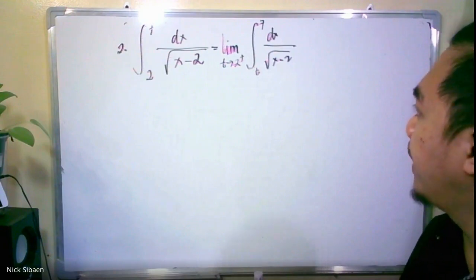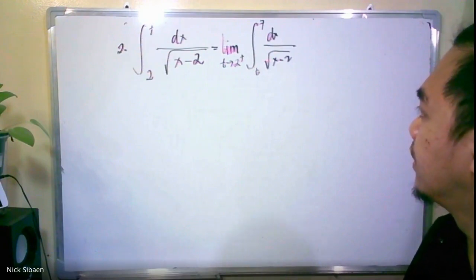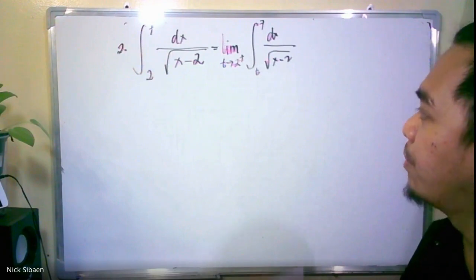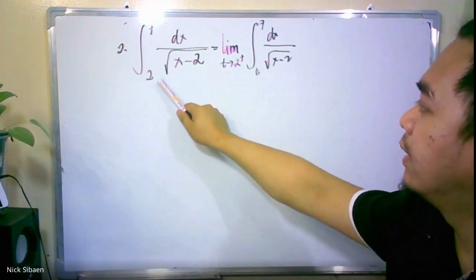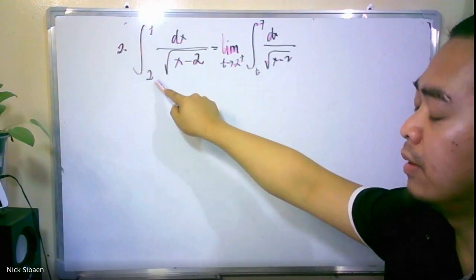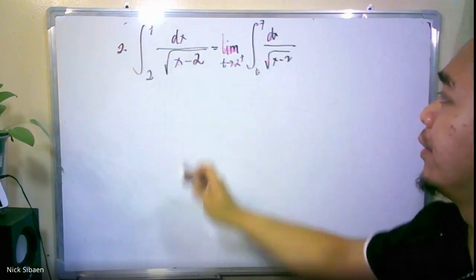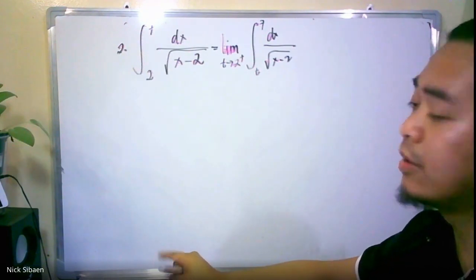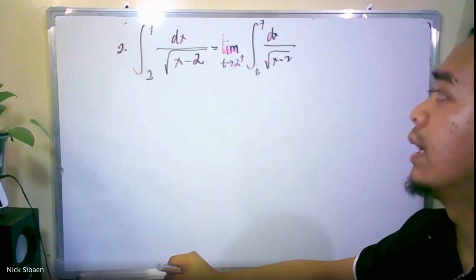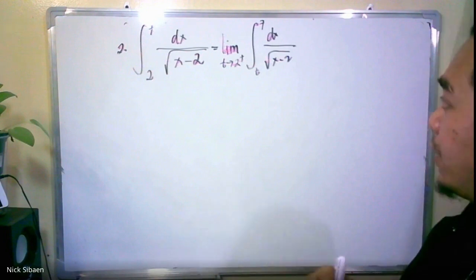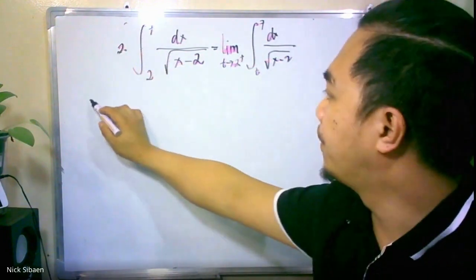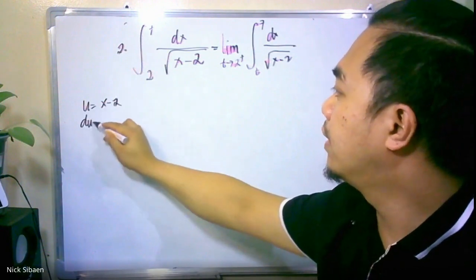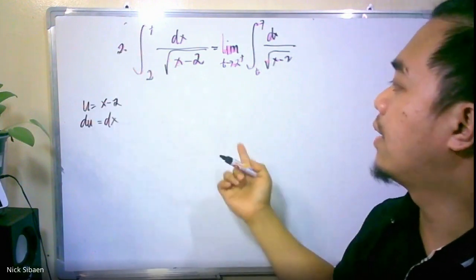Okay, so how do we answer this? Parang parehas lang naman, no? Doon sa unang example, this time nga lang, nandito ang infinite discontinuity. Because square root of x minus 2 again can be written as x minus 2 raised to 1/2. Pwede natin gamitan ng power rule. Pero unahin natin yung substitution. So u equals x minus 2, du is positive, dx sakto lang.